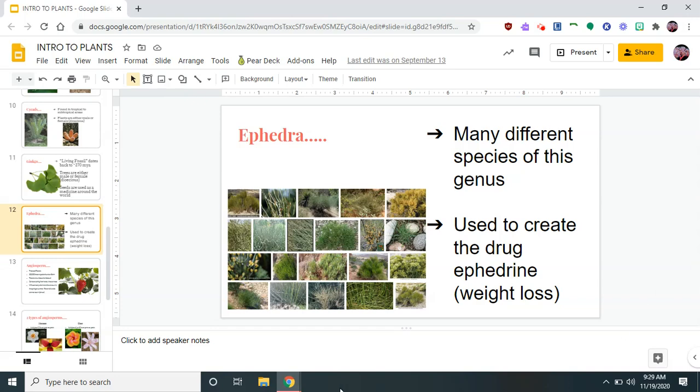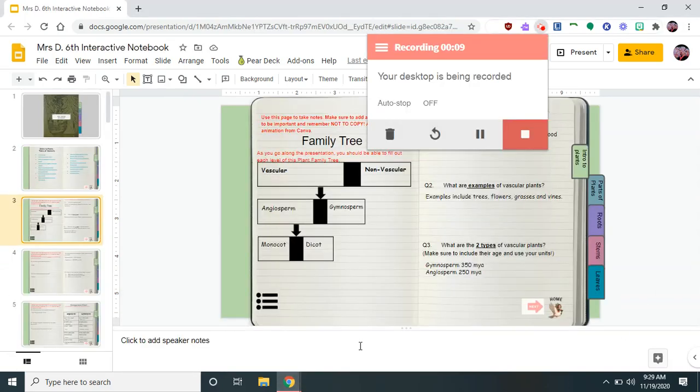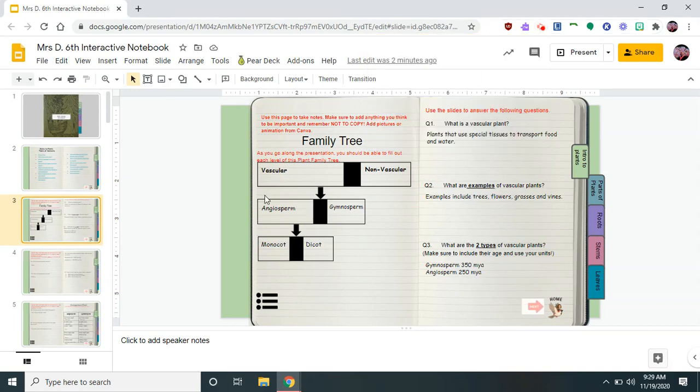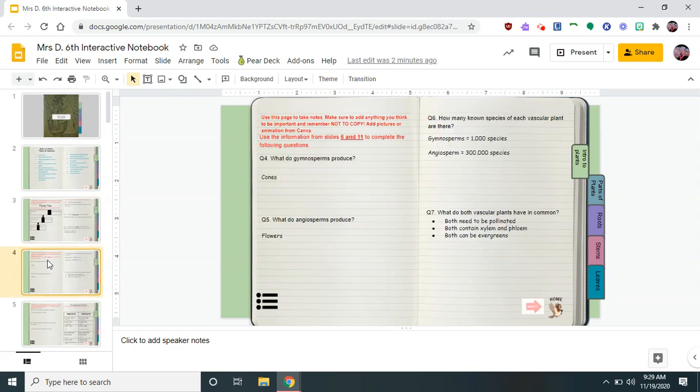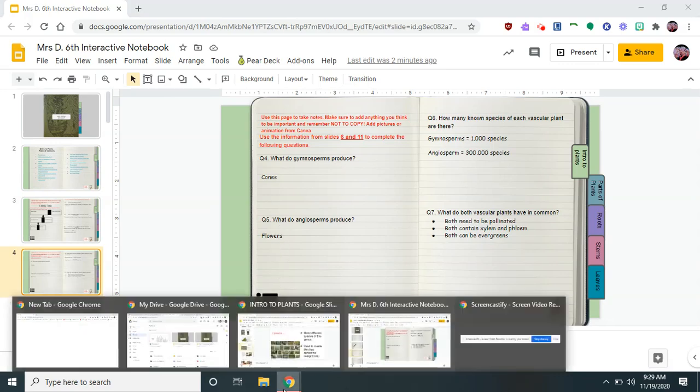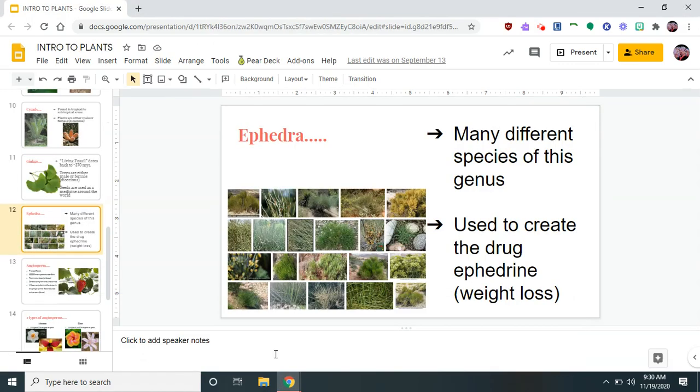I just want to make sure that you have, and again, I'm going to toggle through my things. So make sure that your notebook is open and that your first 5 questions are filled out from the previous information. You should have at least up to question number 4, what do gymnosperms produce, filled out. Then we are going to start with question number 5. Go into your Google Drive and open up your virtual notebook, or if you have a paper, make sure you have it open to the correct page, and we will start from there.